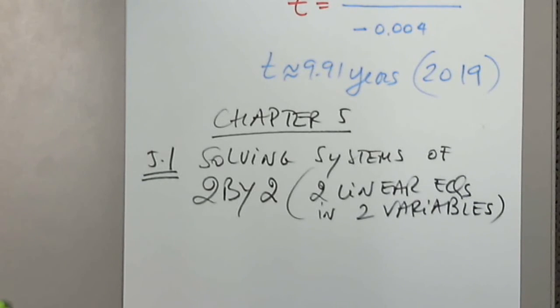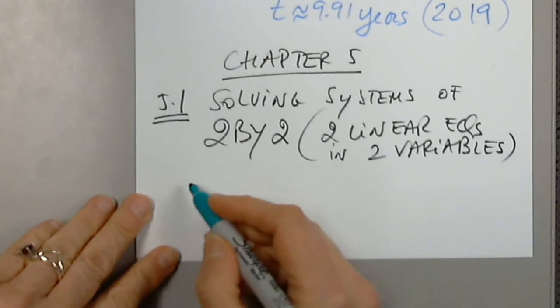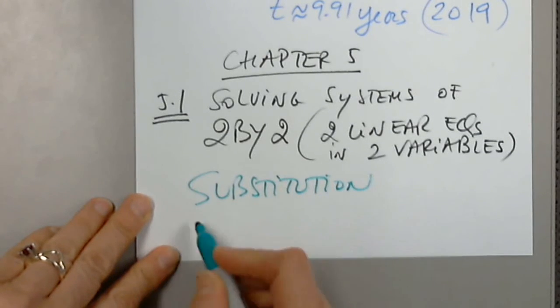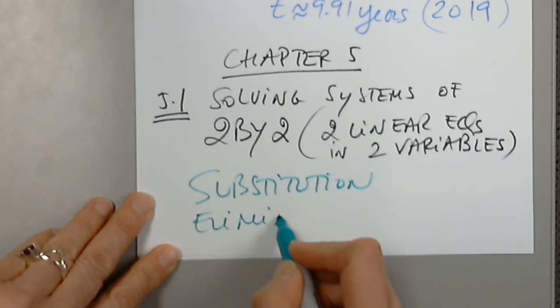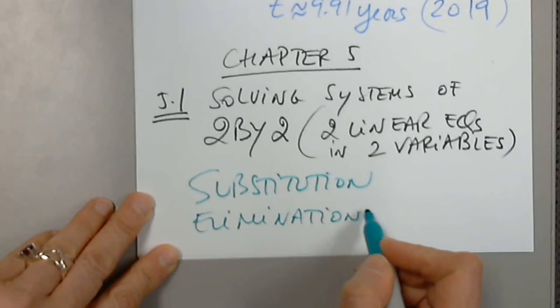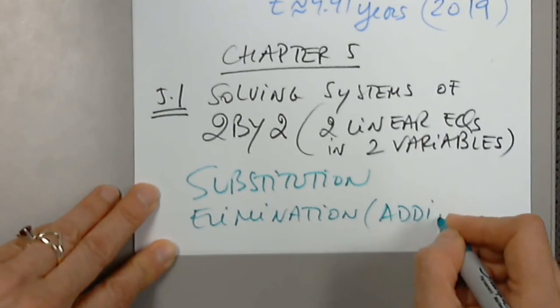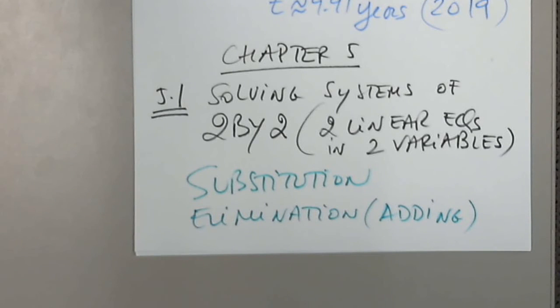The methods that we will refresh our memory on are substitution and elimination. In some books, the elimination method is called the adding method. I agree with both. Either you call it elimination or you call it the adding method. That's fine.